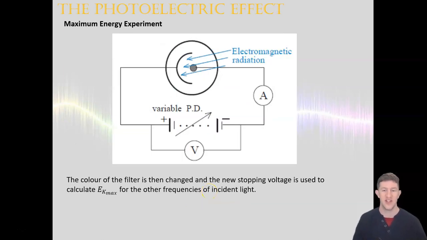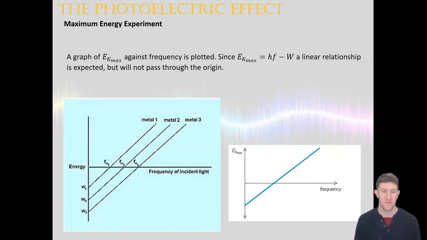The color of the filter is then changed, and the new stopping voltage is used to calculate the EK max for other frequencies of incident light. So we do the same thing, we dial back the stopping voltage, change the filter so we've got a different color of light, different frequency, and repeat the experiment. We then graph this kinetic energy max, the EK max, against frequency. And since from before we said that EK max equals hf minus W, we expect, and we end up seeing, that we get a linear relationship, but we don't expect it to pass through the origin because we know that this negative W, the work function, shifts it below the x-axis. So we should have this negative intercept point.